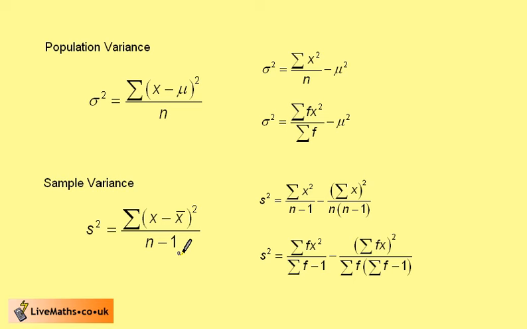Note here that the sample variance is called s squared, whereas the population variance was called sigma squared. Also note in the top formula for population, the population mean is called mu, where the sample mean is called x bar.